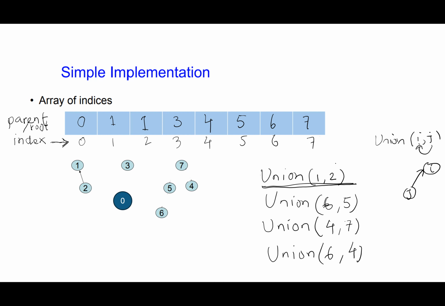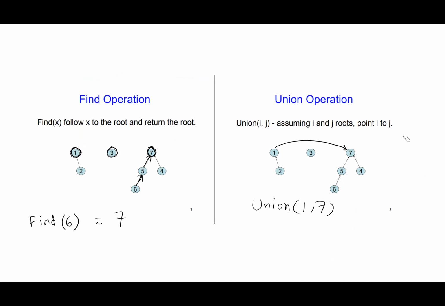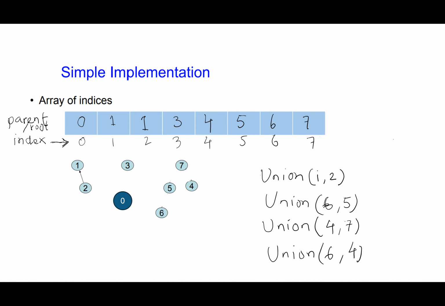Actually, let's change this. Let's go back to the previous one. If there is a union of i and j, it points from i to j. So let's change this to 2, 1.